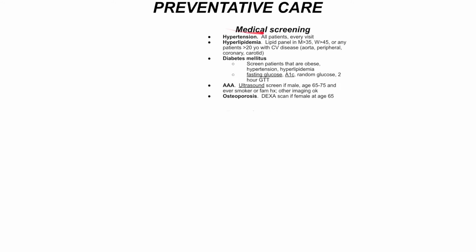So first we have these medical diseases that we screen for. The first 3 are all cardiovascular risk factors, and they're all kind of related to each other. First is hypertension. We screen all patients for hypertension, usually at every clinic visit. So this is pretty easy to slap on the blood pressure cuff and to check their blood pressure.